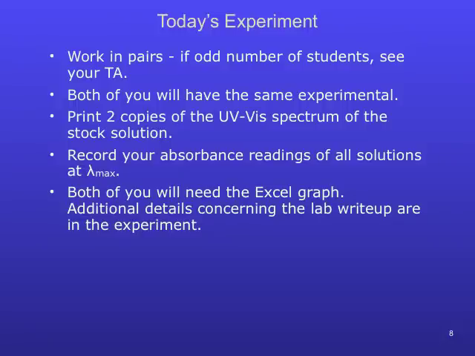This experiment is completed in pairs, so you will have to work together to devise an experimental procedure for the 4 additional ferroin solutions prepared from the stock solution. Print 2 copies of the UV-Vis spectrum of the stock solution that's used to determine lambda max. Record the absorbance reading at lambda max for all 5 solutions. Your lab write-up will include an Excel graph of your absorbance concentration data of all 5 ferroin solutions. Other details of this write-up are in the experiment.